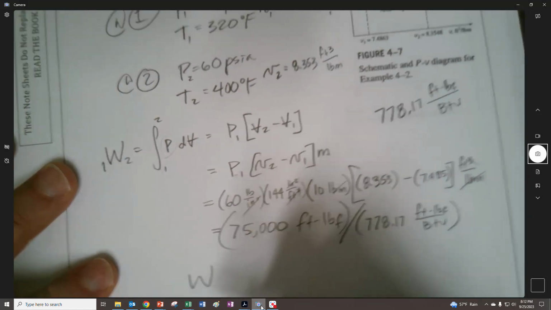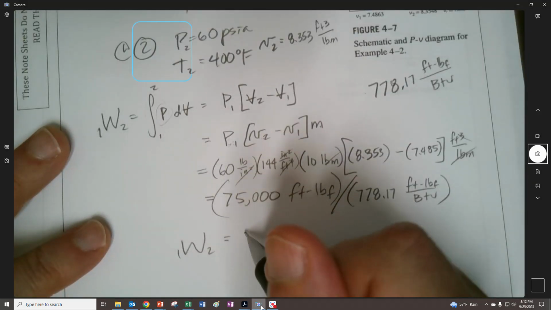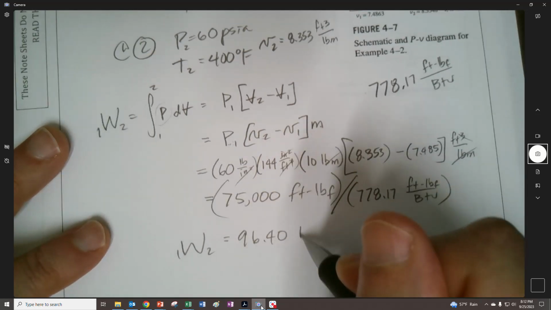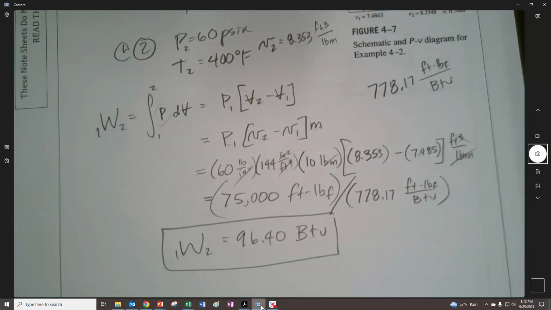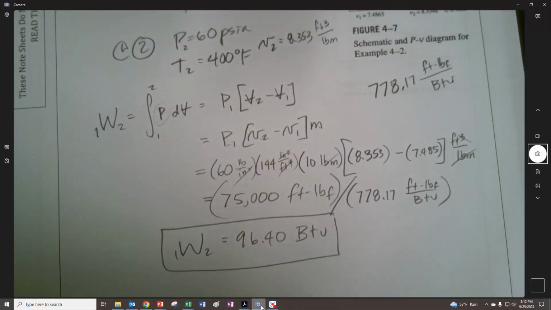So we're going to say that our work between 1 and 2 is going to be 96.40 BTUs. And we haven't been really using much BTUs, but we will be. Want to kind of give a nod to the old ways.